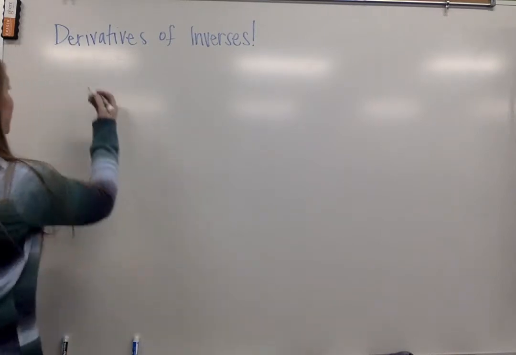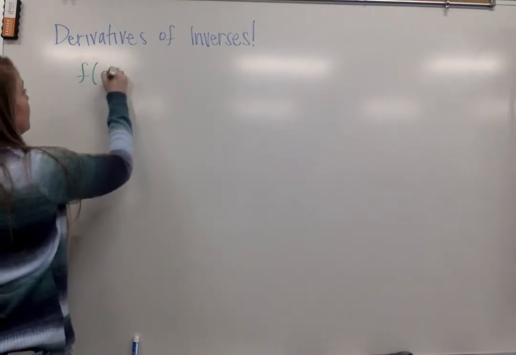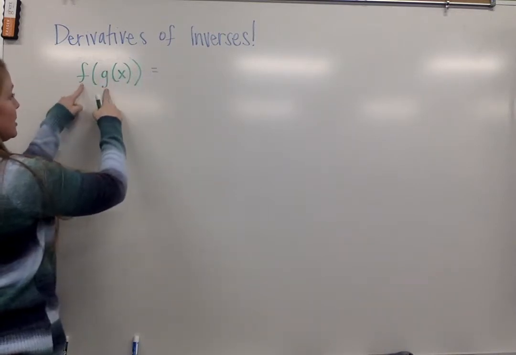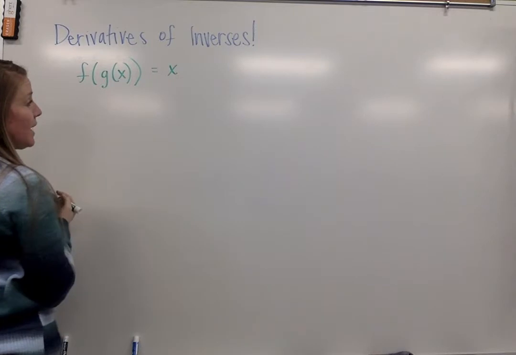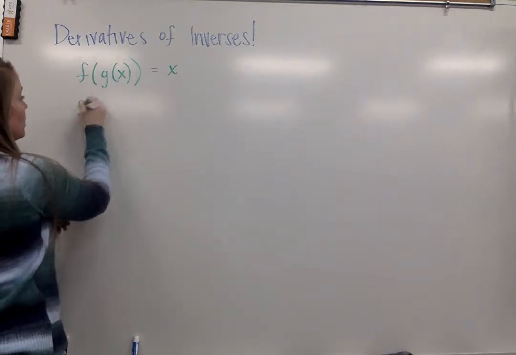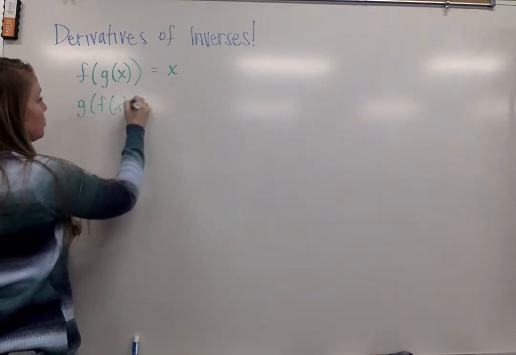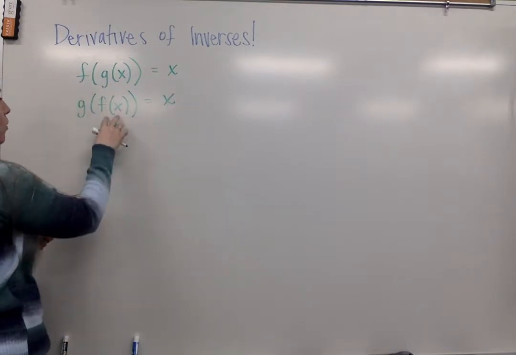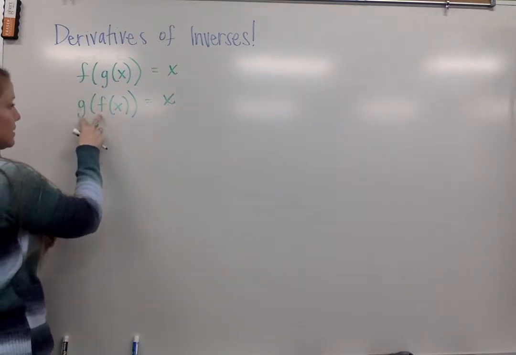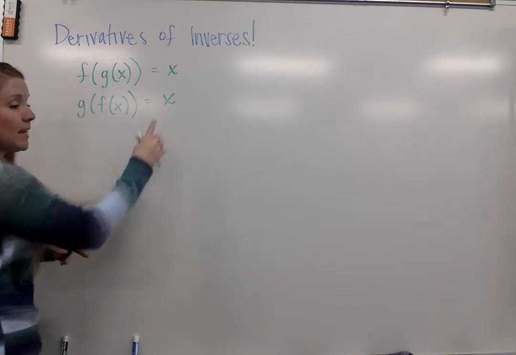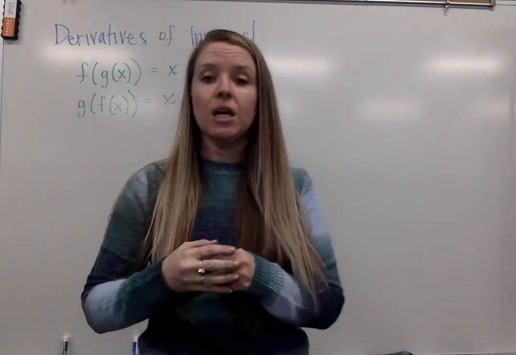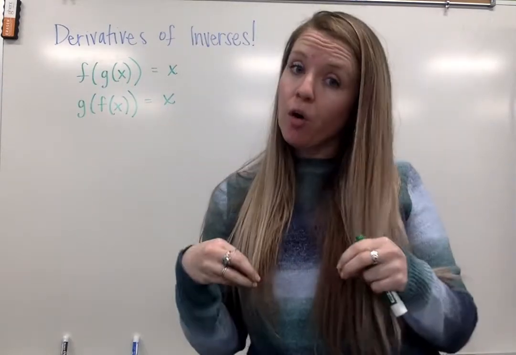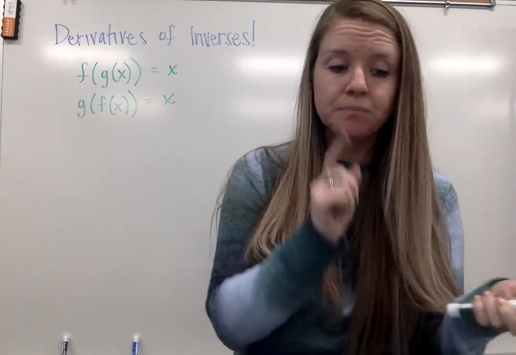And the way that we did that is we knew that if we did the composition of the two functions, they should cancel each other out and take us back to x. And that works in both situations here. If we plug g of x into f or f of x into g, they're still inverse functions, so they take us back to our original x. So we're going to use this idea to be able to find the slope of inverse functions.